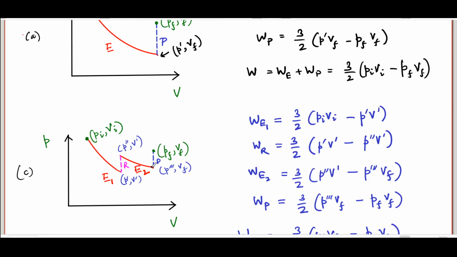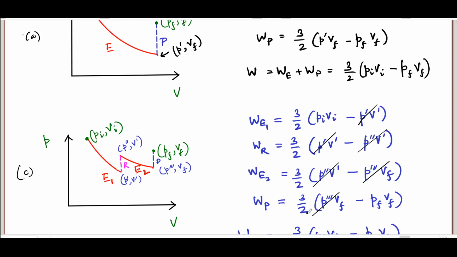For the expansion that follows that, it's 3 by 2 times initial PV, P double prime V prime, minus final PV, P triple prime Vf. And finally, when you turn the propeller on, you go all the way up here and you get 3 by 2 times P triple prime Vf minus Pf Vf. And when you add all of these together, these terms simply cancel each other out.